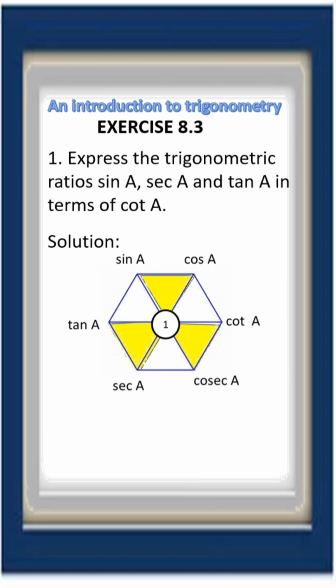Now let us express tan A in terms of cot A. Tan A and cot A are reciprocal ratios. Very easy problem. So tan A is equal to 1 over cot A. This is the solution.